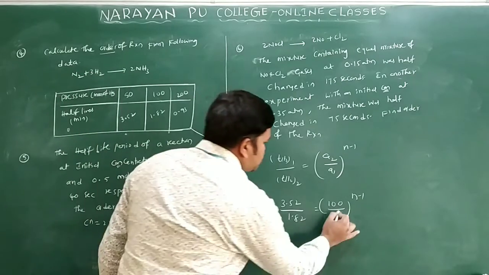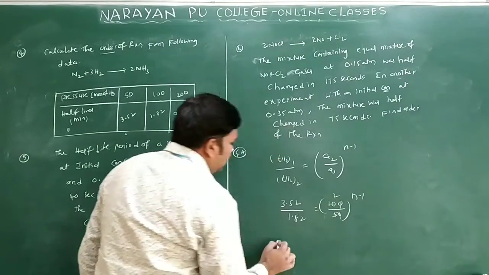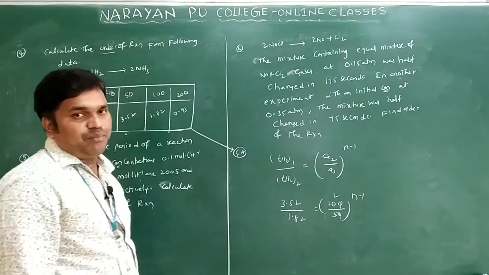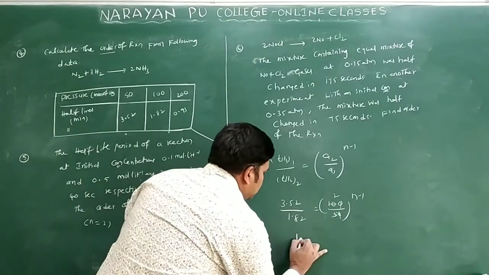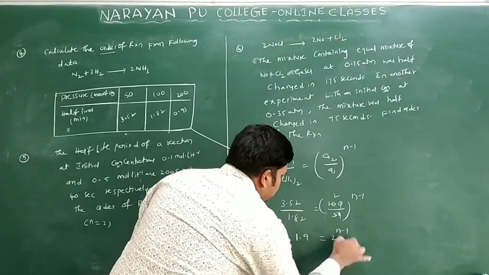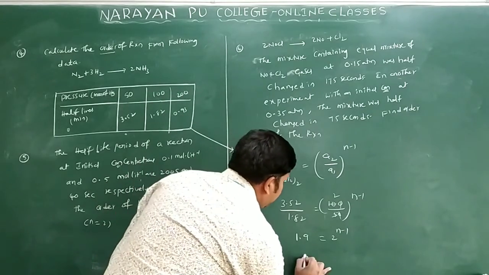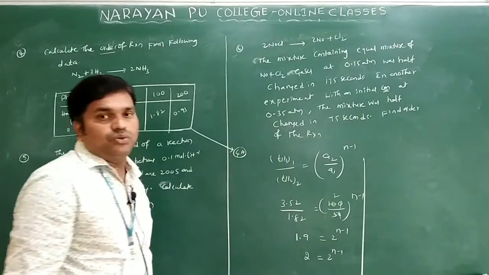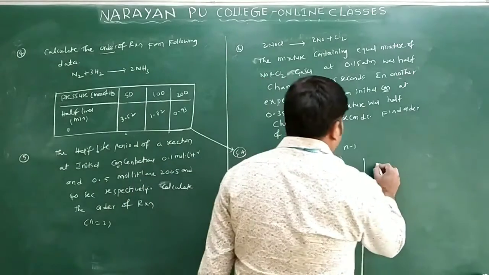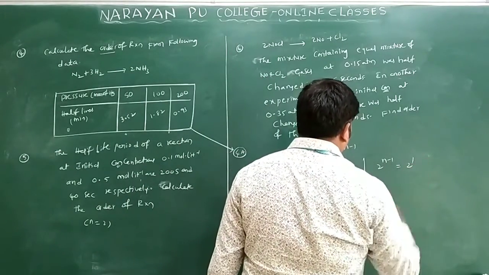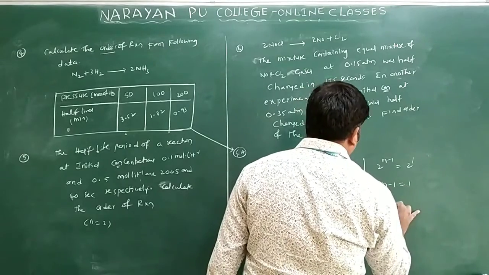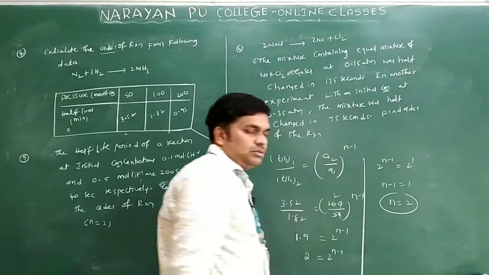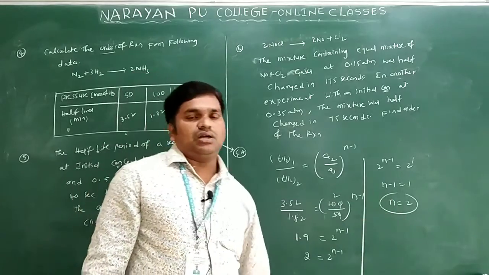So here zeros cancel. Here this is 2, and 3.5 by 1.8 approximately you get 1.9. So this is 1.9 is equal to 2 power n minus 1. 1.9 can take here 2. So 2 is equal to 2 power n minus 1. So this 2 power n minus 1 is equal to 2 power 1. So n minus 1 is equal to 1, and n is equal to 2. What is the order of the reaction?